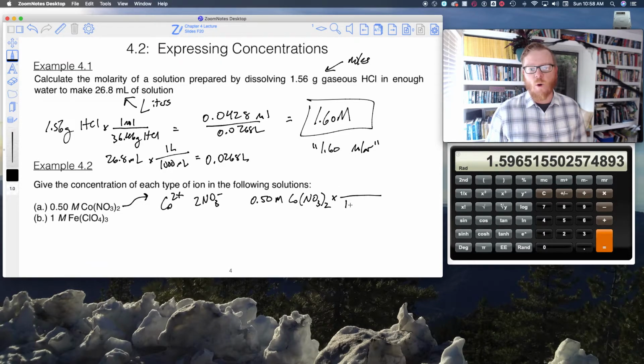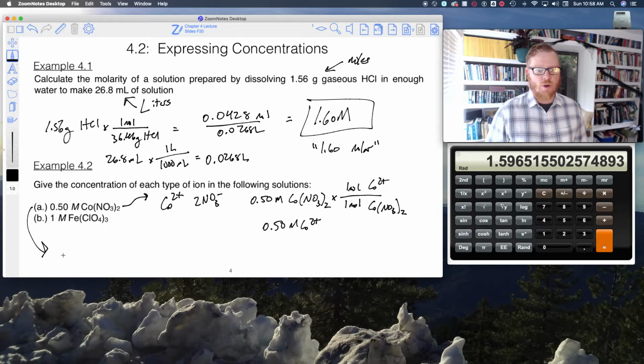I know in 1 mole of cobalt 2 nitrate, there's 1 mole of cobalt 2 plus. Okay? So 1 divided by 1 is 1. And so that means for A, it's 0.5 molar cobalt 2 plus. Okay, now what about the nitrate though? Okay, so let's do that down here.